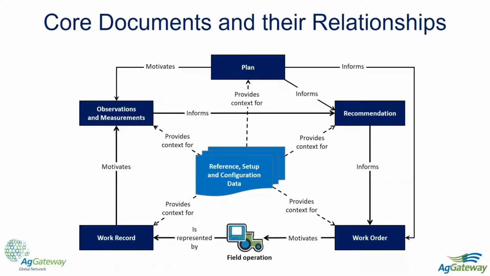These relationships are expressed in this diagram we see here. We have a plan that's motivating or informing the observations and measurements, recommendation, and work order. And you see where the field operation is at the bottom, resulting from the work order, and how it's represented by the work record. Over the course of a crop season, this cycle of observing, recommending, deciding what to do, and doing it can happen multiple times.